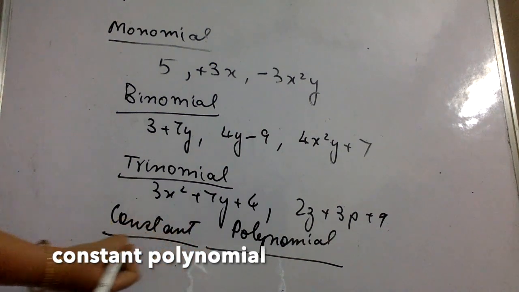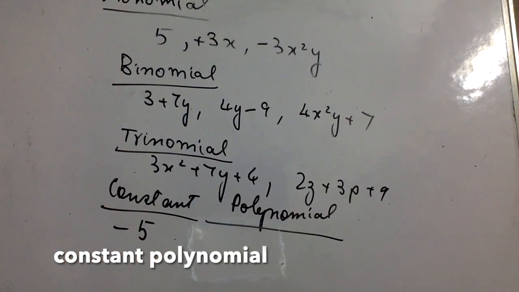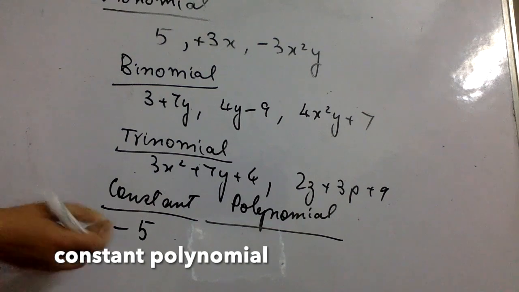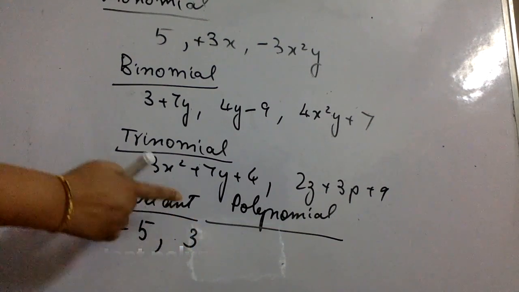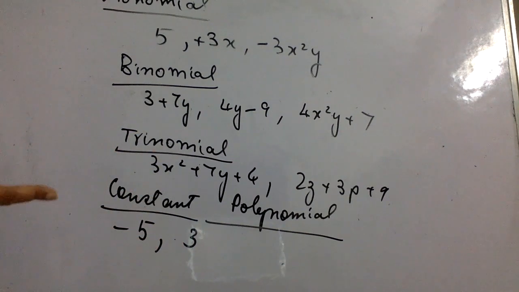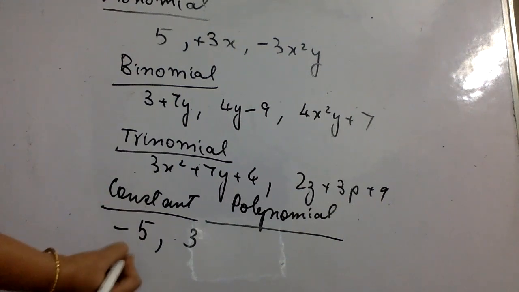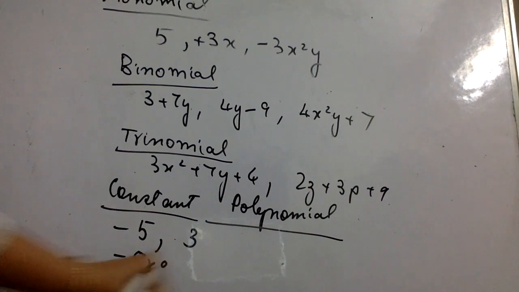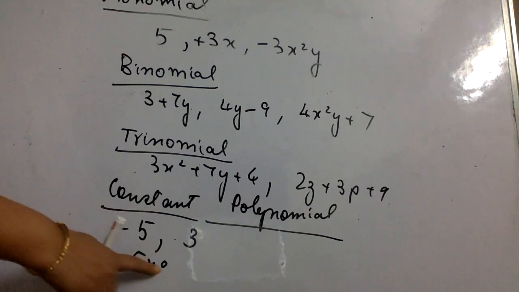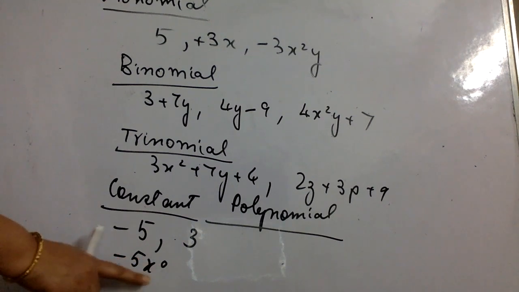Means if I write minus 5, okay, this is a constant polynomial. If I write just a 3, remember, even these are being classified as polynomials. Now, why do you think they are being classified as polynomials? The real reason why even these are considered as polynomials is because minus 5 can also be written as minus 5x to the power 0, remember. Okay, which is a non-negative power of x.